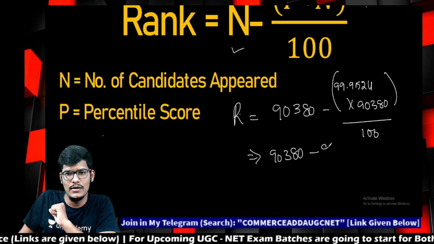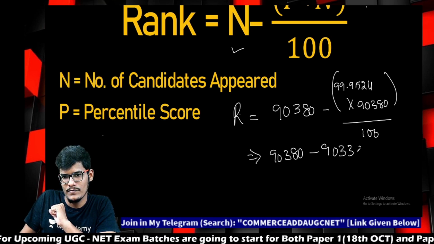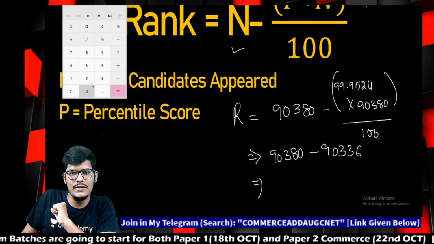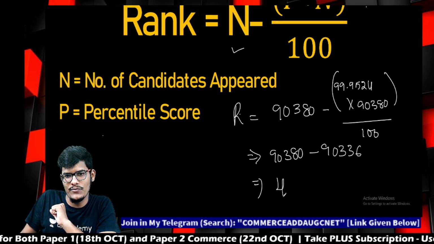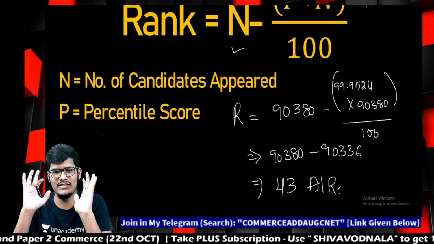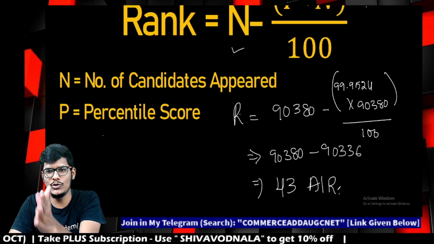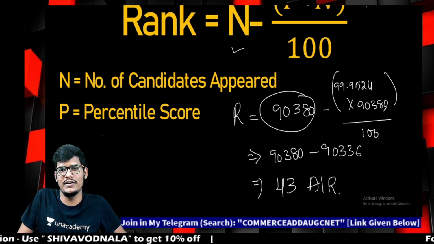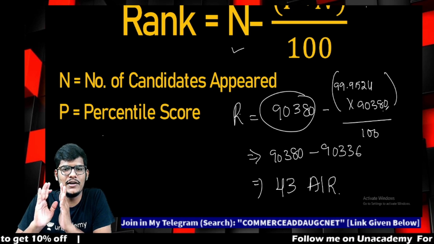That is 90,336. Now 90,336 minus 90,380 gives 43. That means this person has an All India rank of 43 in the commerce category. That is, the total number of candidates minus the percentile part, where this is also the number of candidates who appeared in the exam. So by using this formula we can identify that 43 is the All India rank for this particular person.